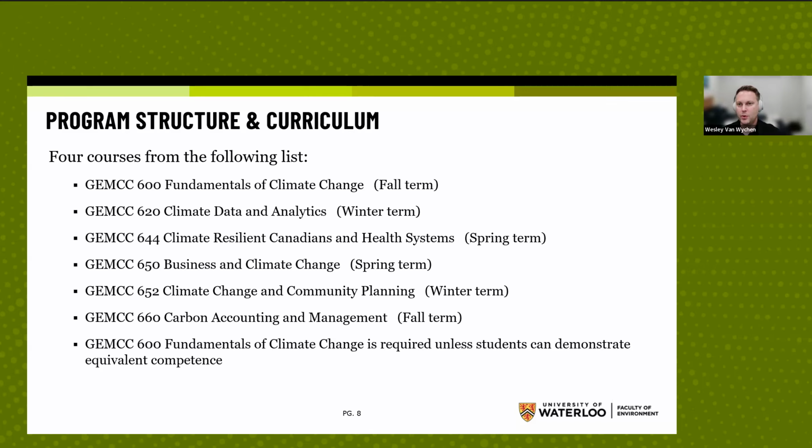And the point of this class is to make sure that everyone coming into the program has a basic level of understanding of climate change as an issue and the issues that we face related to climate change. So I will note that if you have some training already in climate change, and you feel you have a sufficient understanding of climate change already, you can request that you not have to take GEMCC 600 and then take an additional one of the other courses, provided that you can demonstrate that you have an equivalent competency of what would be required.